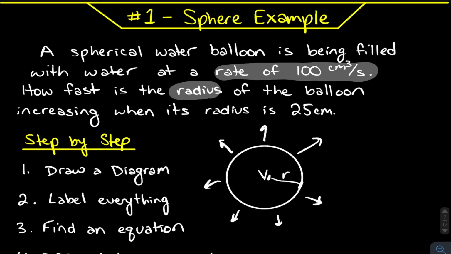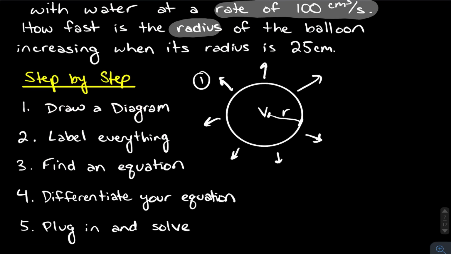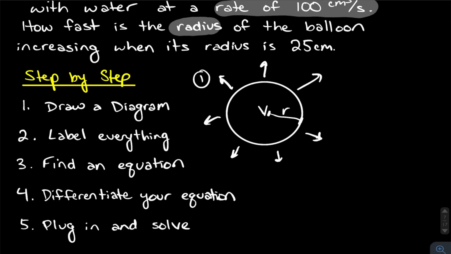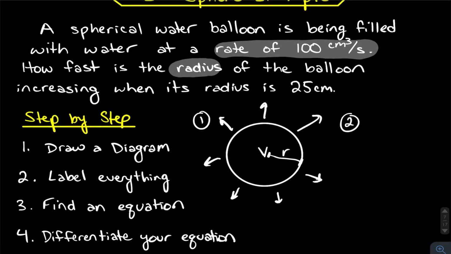Okay? So the next thing that we really want to do, we want to label everything. That's step 2. This was step 1. I will circle it as such. For step 2, we're trying to label everything here. Let's think about what we were given in the problem. Let's think about what we want to find, right? And we'll just write that all down. So step 2.